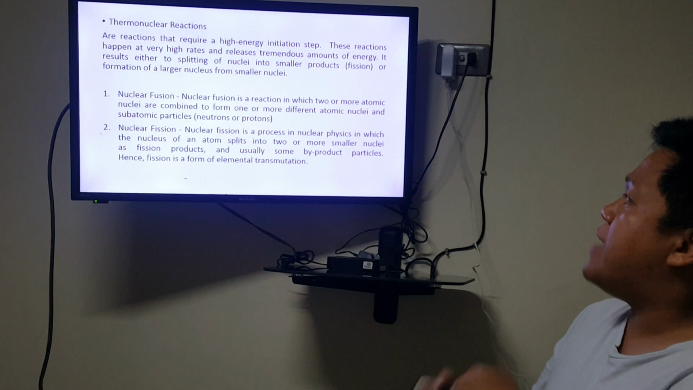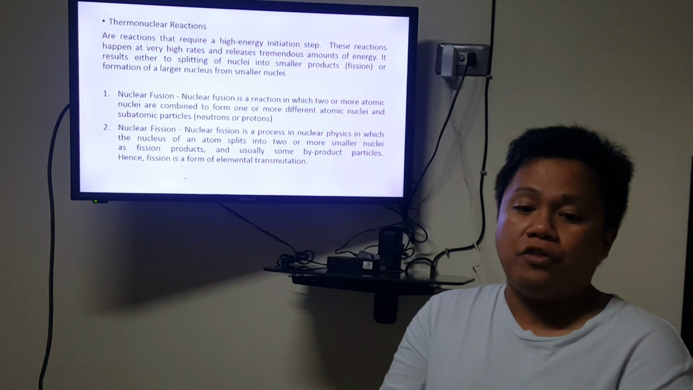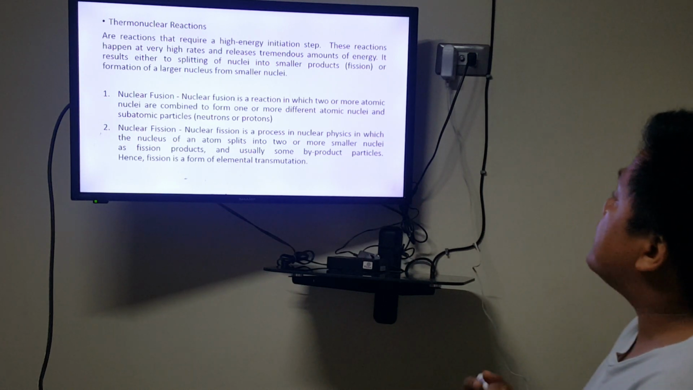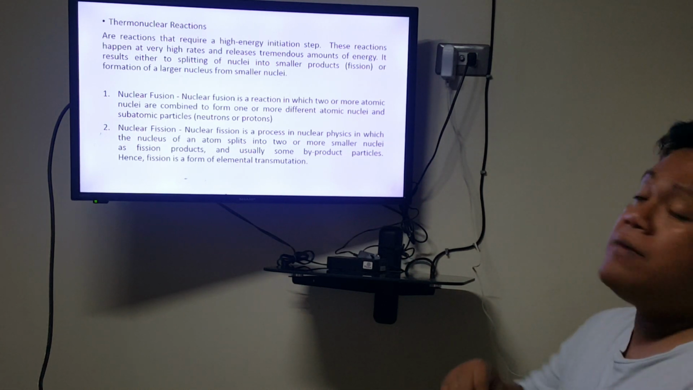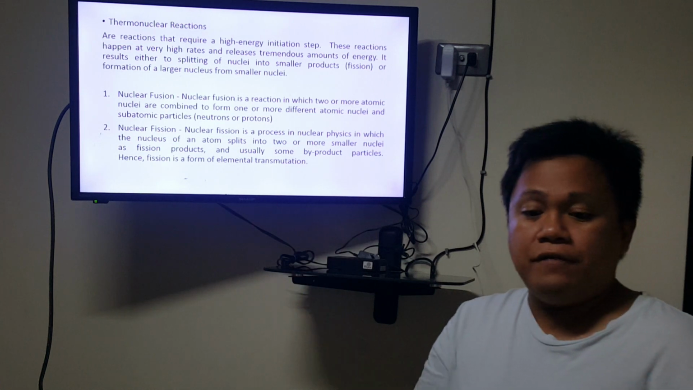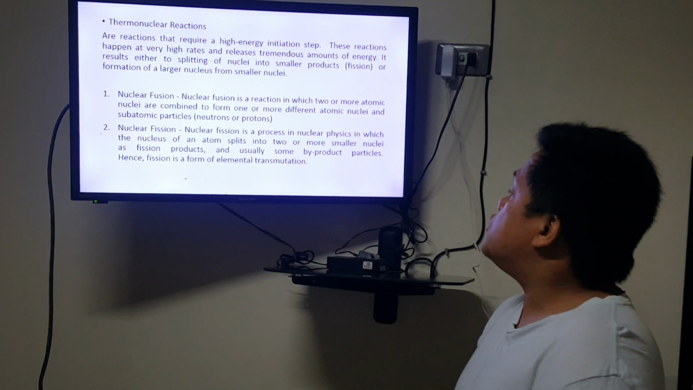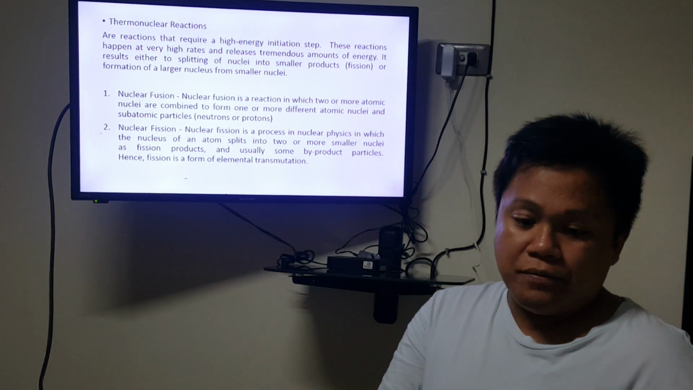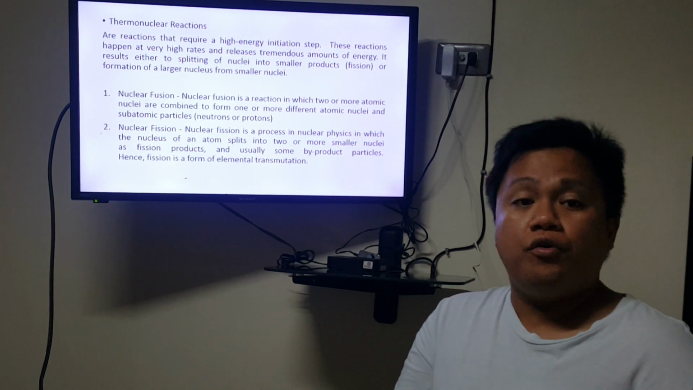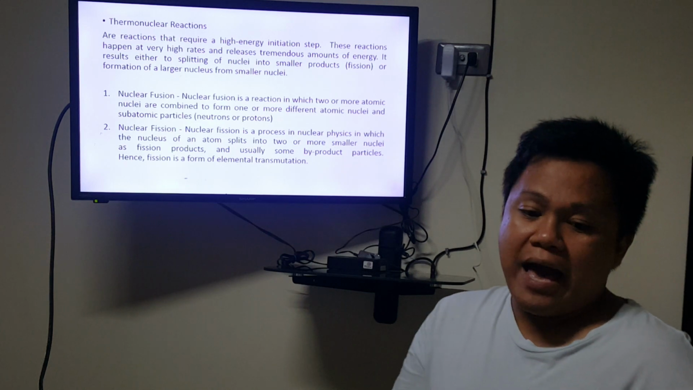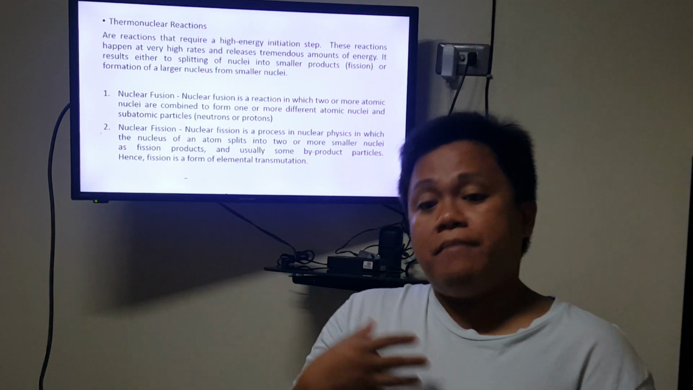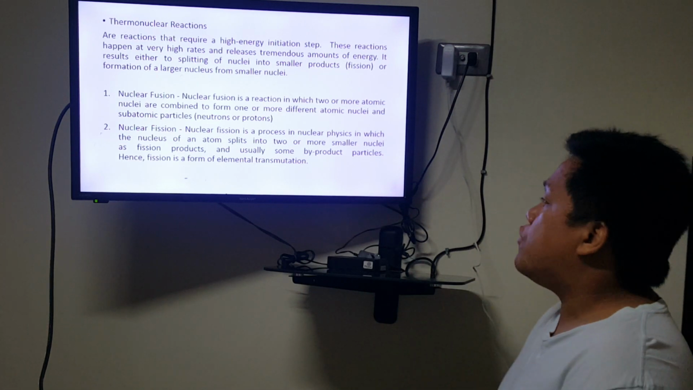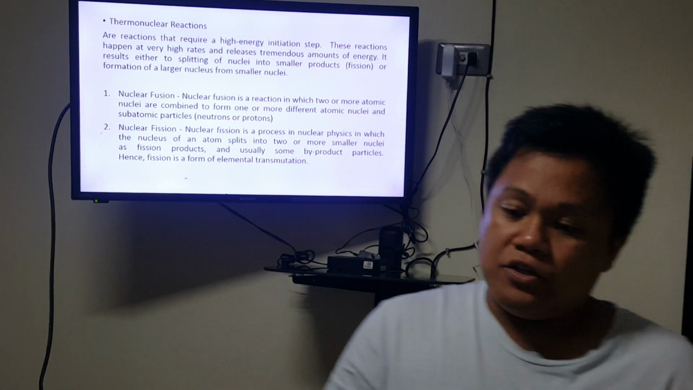Nuclear fusion is a reaction in which two or more atomic nuclei are combined to form one or more different atomic nuclei and subatomic particles. While nuclear fission is a process in nuclear physics in which the nucleus of an atom splits into two or more smaller nuclei as fission products, and usually some byproduct particles. Hence, fission is a form of elemental transmutation.